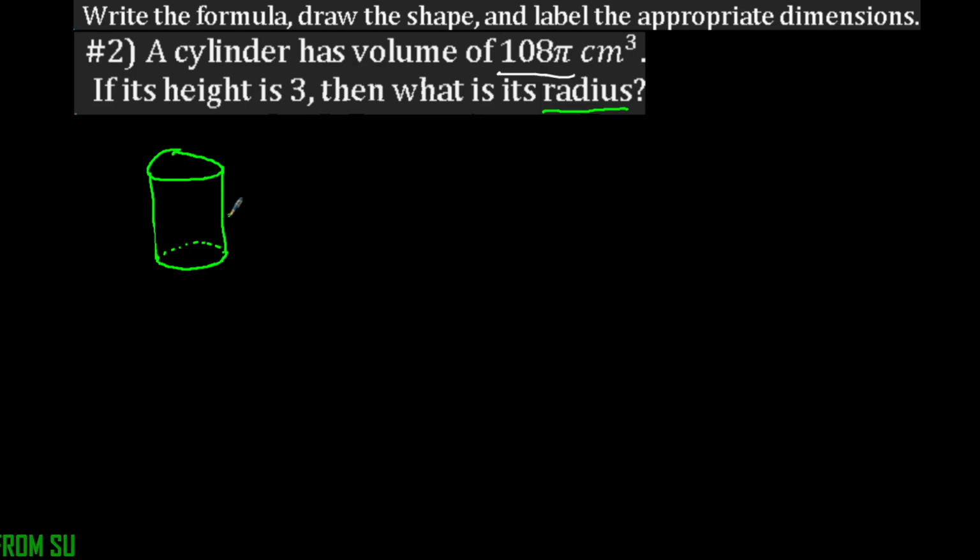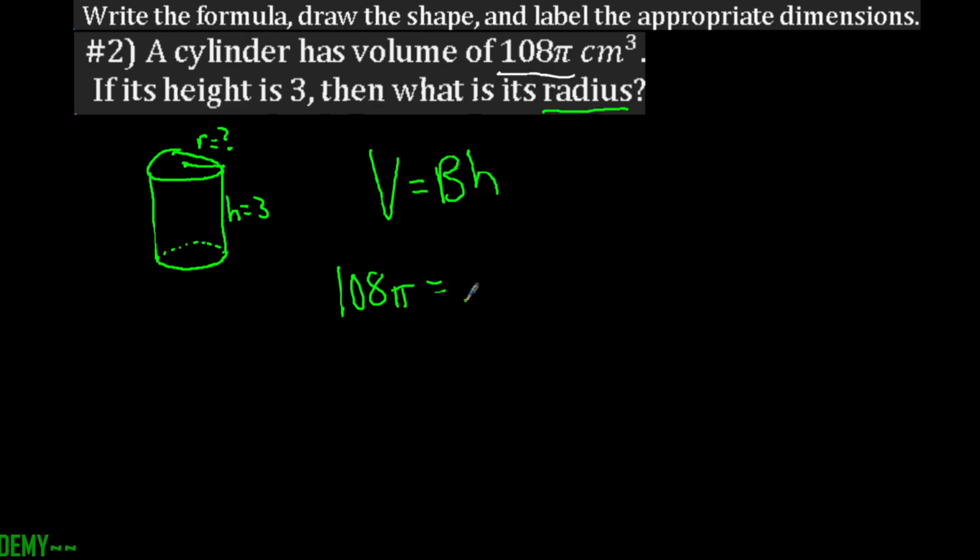And we're going to say, okay, h equals 3 because that's our height. And we don't know the radius, but we can say r equals a question mark because that's what we're trying to solve. So I'm going to write my volume first. Volume equals the area of the base times the height. I can plug in the numbers that I have. So I know what volume is. So that's 108 pi equals, again, what's the area of the base? Well, that's just pi times the radius squared, times h, which is times 3.